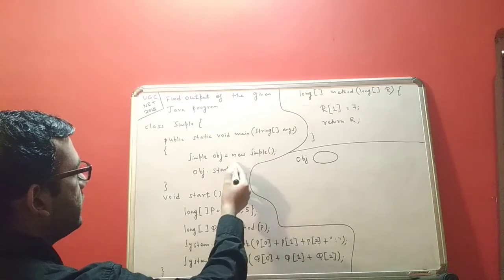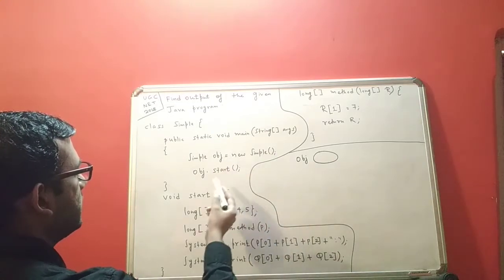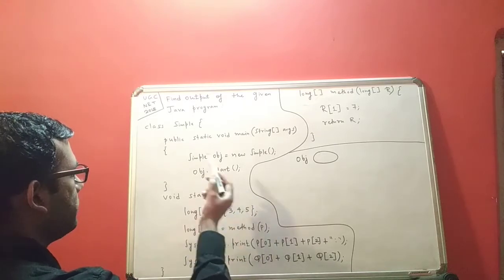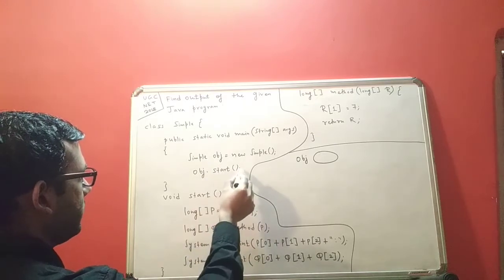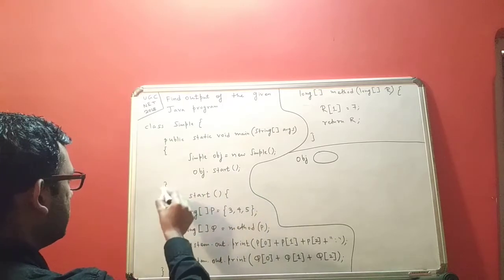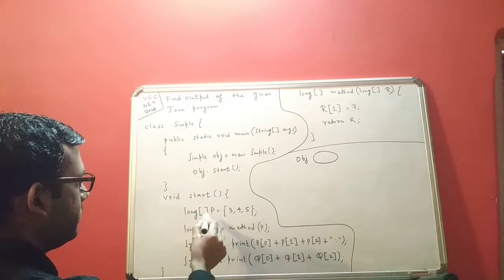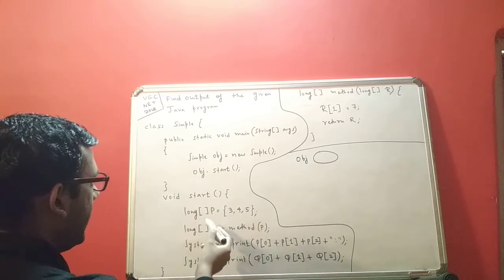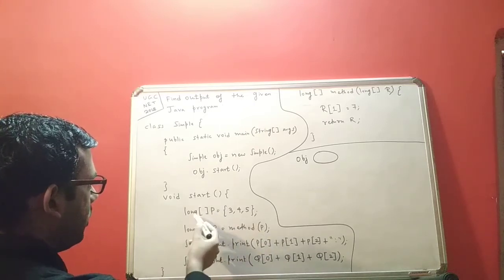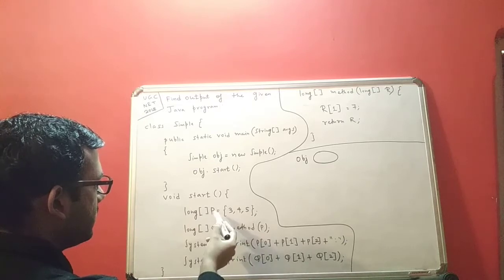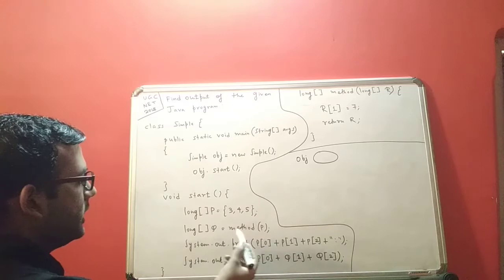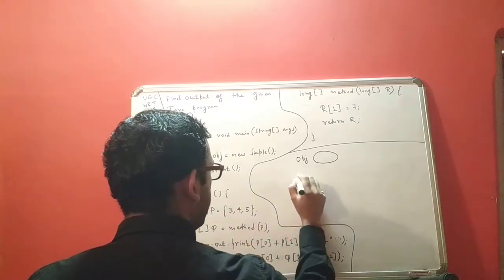Now, after creating this object, a method by the name of start is invoked on obj. So the control will be transferred to this point. Now here we find that an array of type long is created and it is also initialized at the same time. So what will this result? This will result in an array.